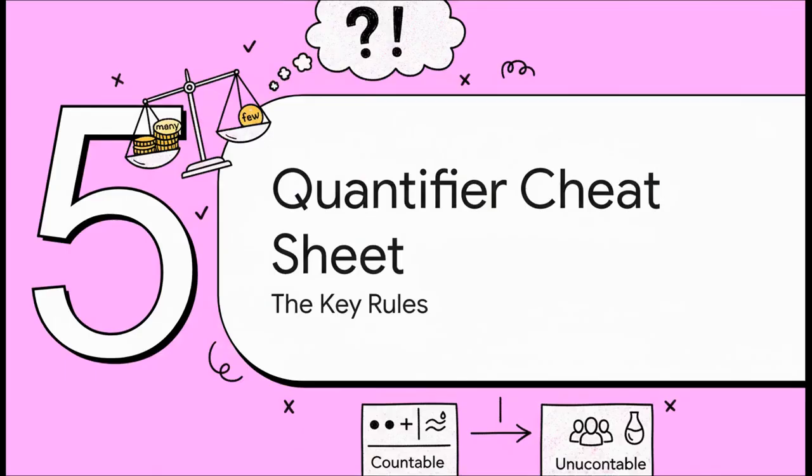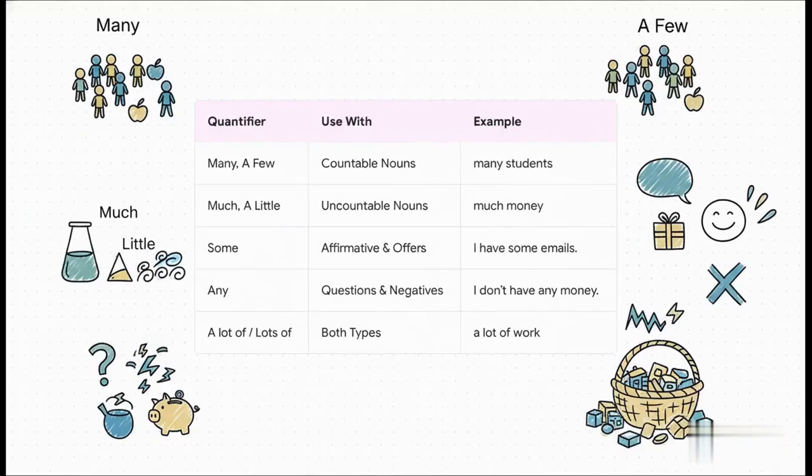All right, to pull this all together and make it super easy to remember, we've made a handy little summary for you. Think of this next slide as your personal cheat sheet for quantifiers. It's got all the key rules right there in one place. And there it is, all boiled down. For your countable nouns, you've got many and a few. For the uncountables, you've got much and a little. When it comes to the sentence type, you use some for positives and offers and any for questions and negatives. And don't forget your flexible friend, a lot of. It works for big quantities of pretty much anything. It really is that straightforward.